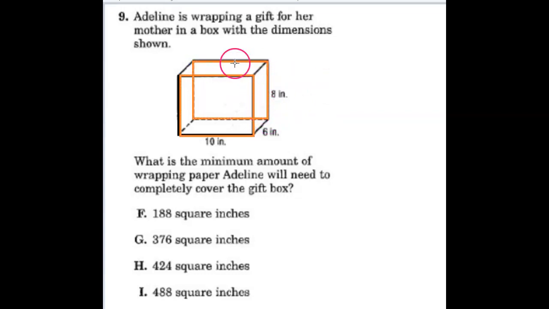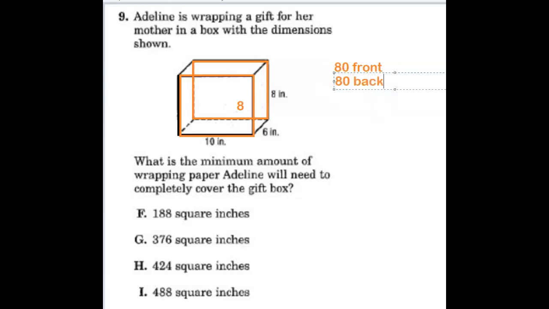And so those are the same sizes. And I know that this is 10 right here. To figure out my height, I don't have it. It's not 6, but I know this side is 8. That means this side is 8. So I'm going to say, boom, 8. So now 10 times 8 equals 80. Then that's the front.